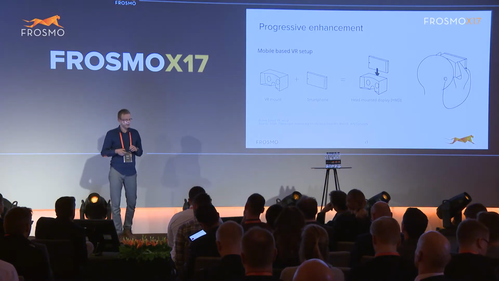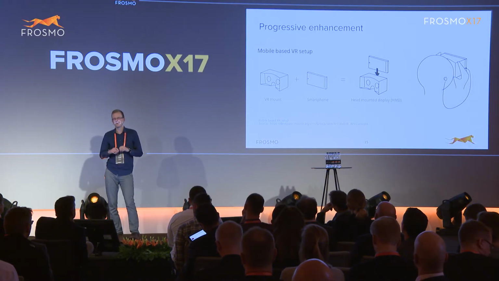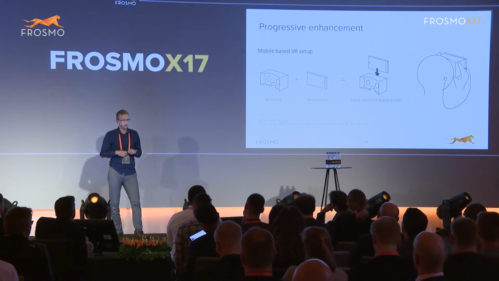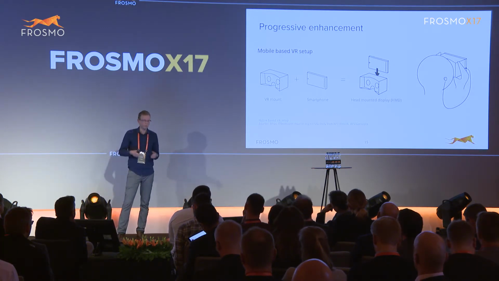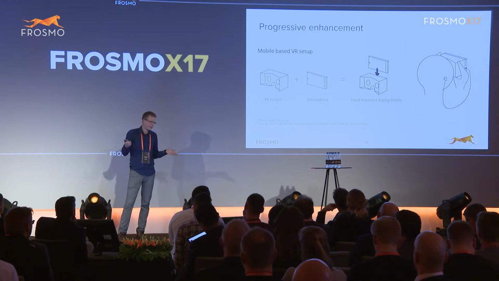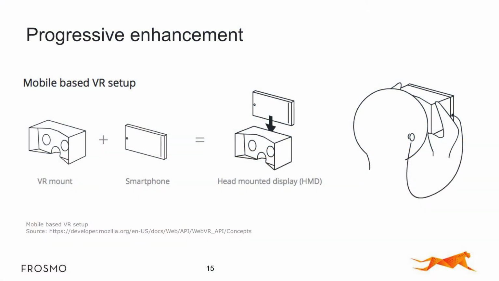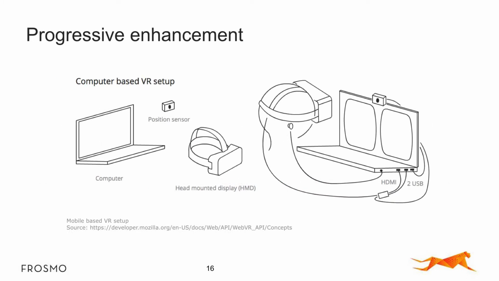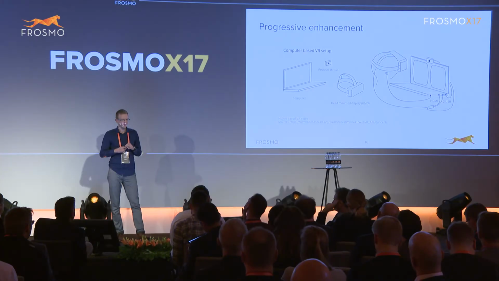So let's talk a little bit about progressive enhancement. What does this mean? There's a whole variety of different hardware that your users will have when using your website. If they have a VR setup, a mobile one might look like this. You have a cardboard, smartphone, and together they form a head-mounted display. A little bit more sophisticated would be a computer, some positional tracking cameras for room scale movement, so you can actually move inside the space, and a separate head-mounted display. You might also have a pointer device to point to things in the scene.